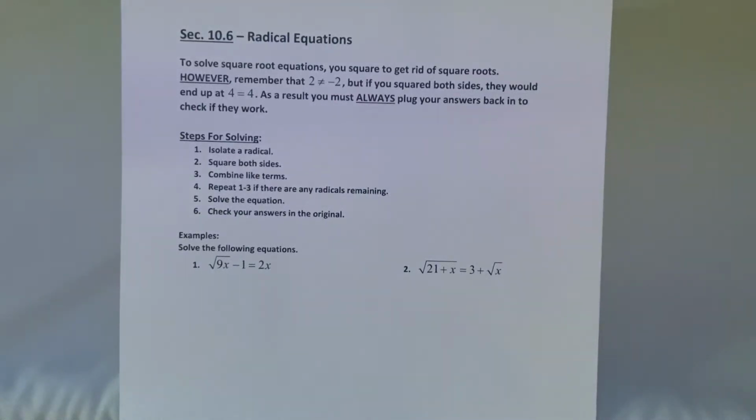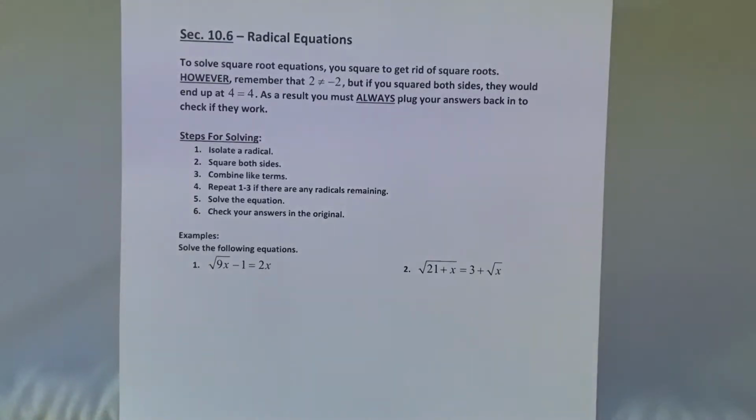Section 10.6 is radical equations. So generally, to eliminate square roots when you're solving for a variable, you'll end up, for example, squaring. Now the issue with that is, if you have two sides and you square them, 2 and negative 2 are not equal. But if you square both sides, then all of a sudden you have 4 equals 4.